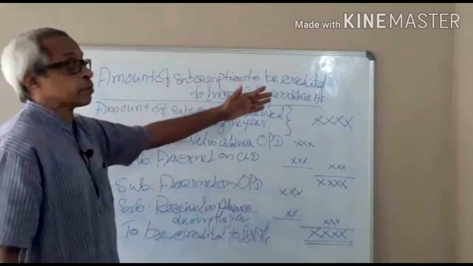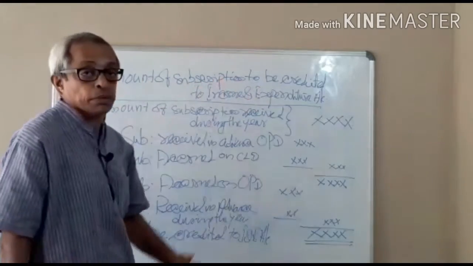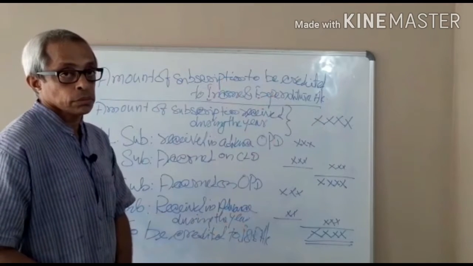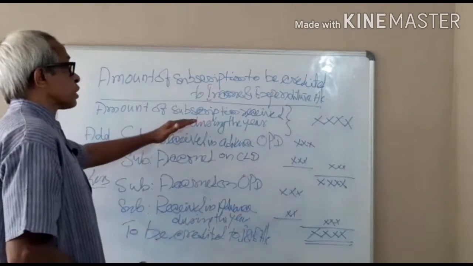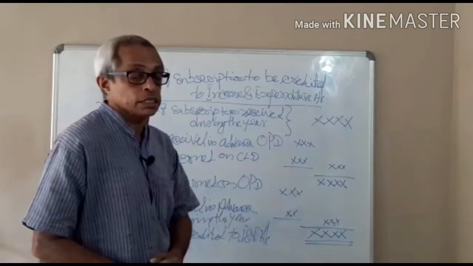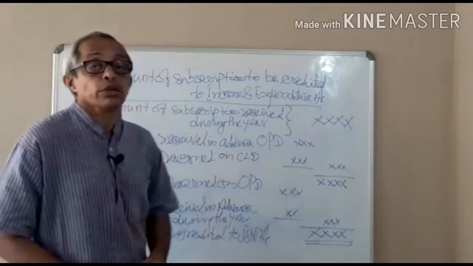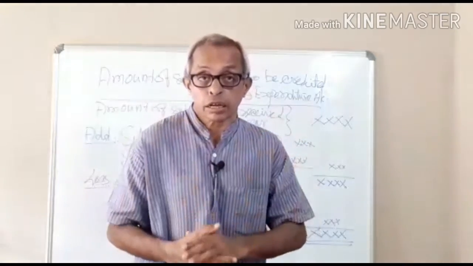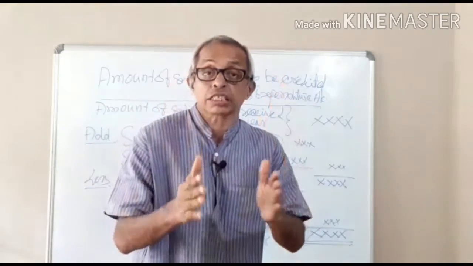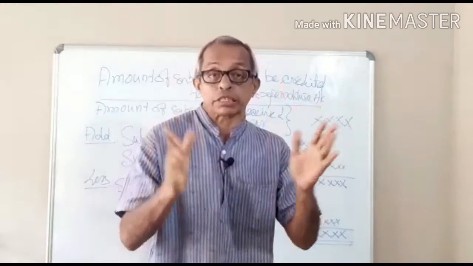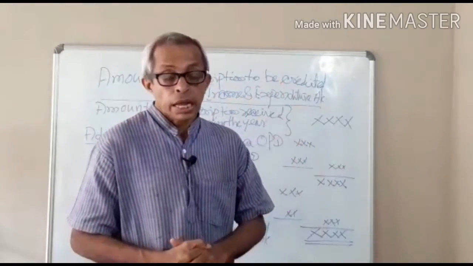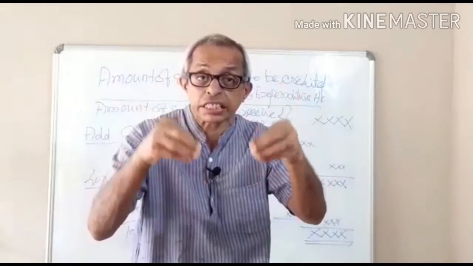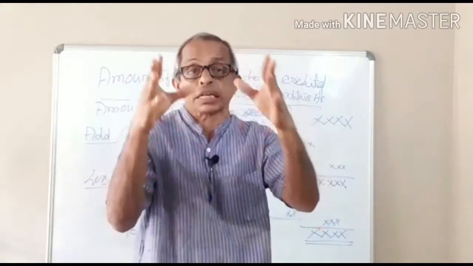The heading of this statement is amount of subscription to be credited to Income and Expenditure Account. And the first item to be written here is the amount of subscription received during the year from the receipt side of Receipts and Payments Account. That amount is the actual receipt of the current year.